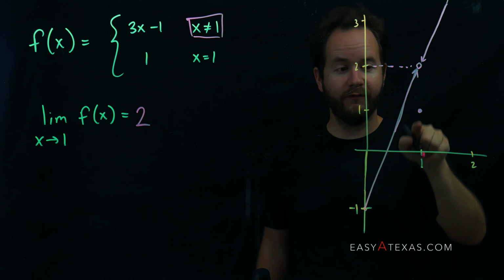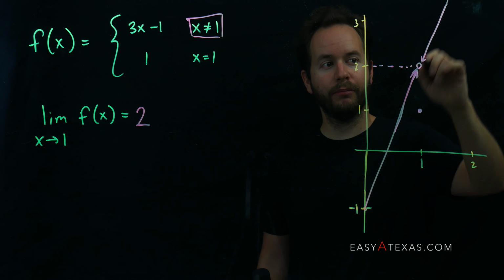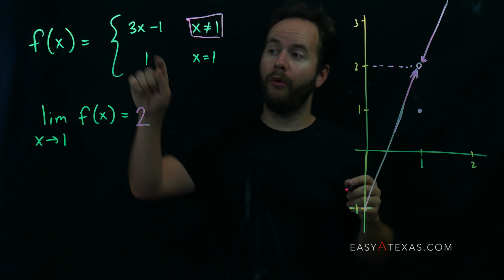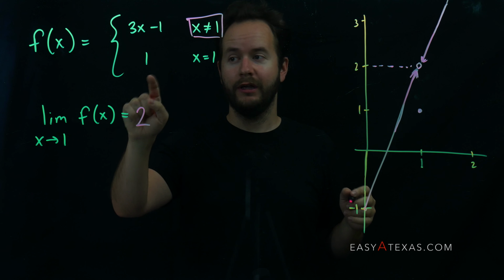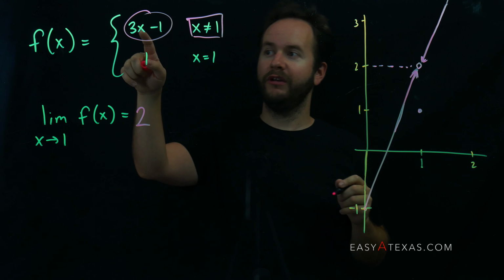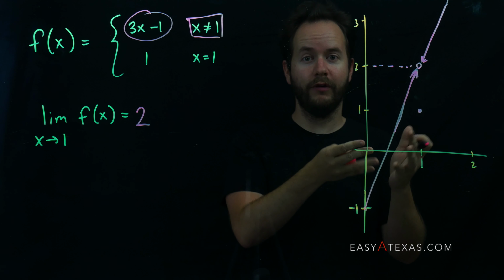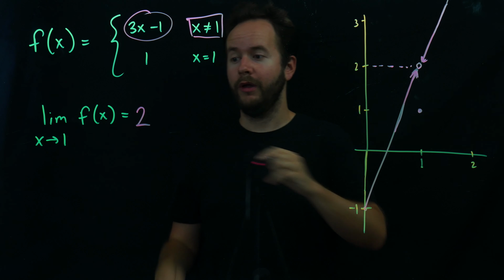So even though the value of the function is 1 at 1, that's not the limit. The limit is the value we get as we approach 1. And so what we're going to do is plug 1 into this function, not this function. So when we plug in 1 to 3x minus 1, 3 times 1 is 3, minus 1 is 2. And that was obviously a lot faster than drawing the graph, but I wanted to show you both ways so you know how to get an answer.